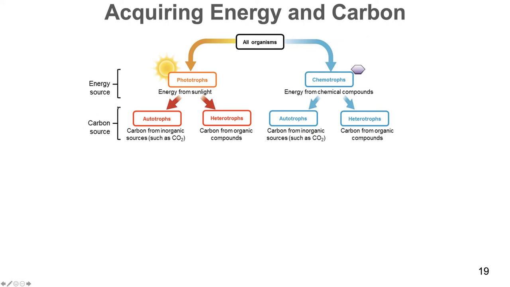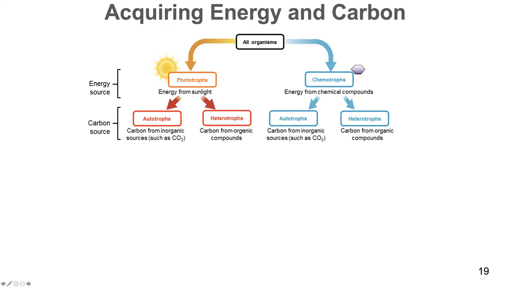Okay, so they need a carbon source, and they can get the carbon that makes up the carbon molecules in these organisms from two major different sources. So they can either get it from inorganic sources, so for example, carbon dioxide in the air, and if they can get that carbon out of carbon dioxide or from some other inorganic, non-living source, they're called an autotroph.